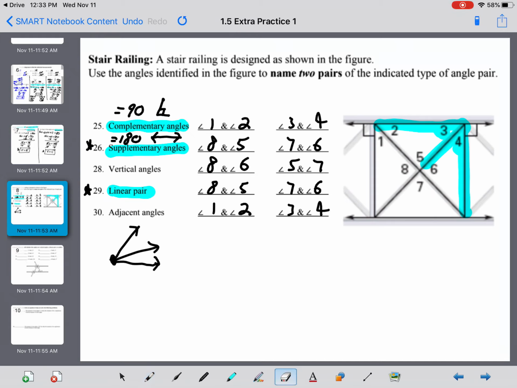Now, those are not the only pairs of adjacent angles we have. There are many within this diagram. Just looking at the corners might be the easiest. I see a line here and a common side. We could have used angles 8 and 5. I also see that same line going in a different direction. We could have used 7 and 6. So there are many correct answers within this diagram. They're only asking for 2.